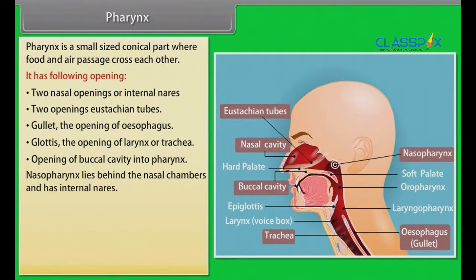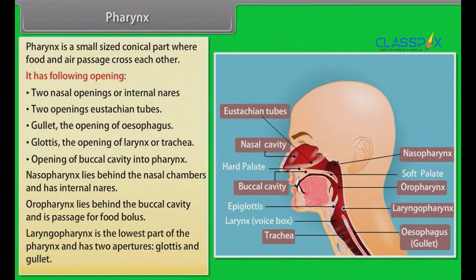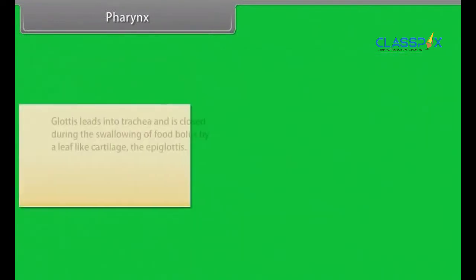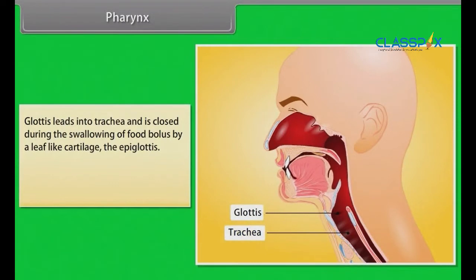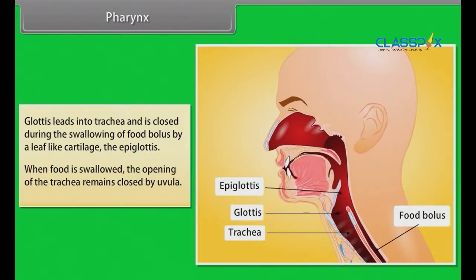Nasopharynx lies between the nasal chambers and has internal nares. Oropharynx lies behind the buccal cavity and is the passage for the food bolus. Laryngopharynx is the lowest part of the pharynx and has two apertures, the glottis and the gullet. The glottis leads into the trachea and is closed during the swallowing of the food bolus by a leaf-like cartilage, the epiglottis. When food is swallowed, the opening of the trachea remains closed by the uvula.